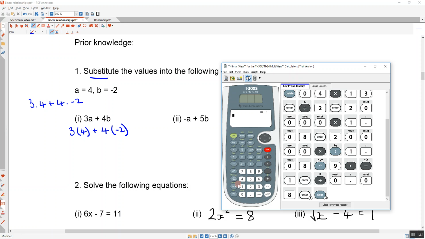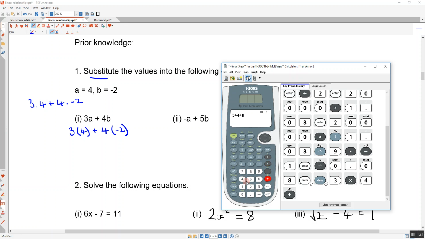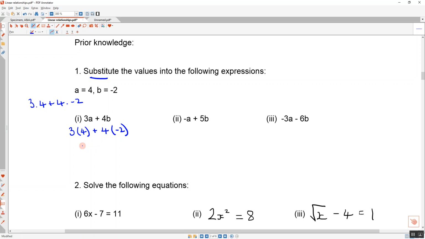So I've got 3 times 4, and I'm adding on 4 times negative 2. Making sure that you use the negative button on your calculator. Equals. Did we all get 4 for our answer? Yep. Good. Everybody got the second one okay?